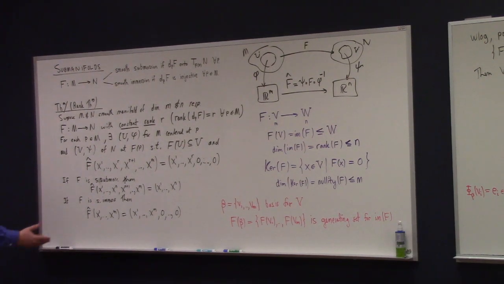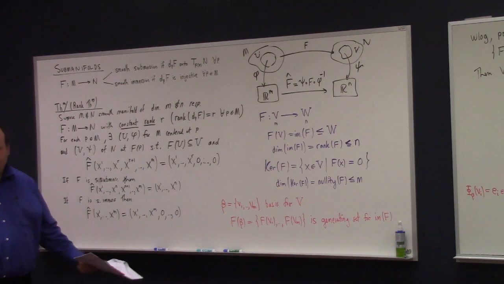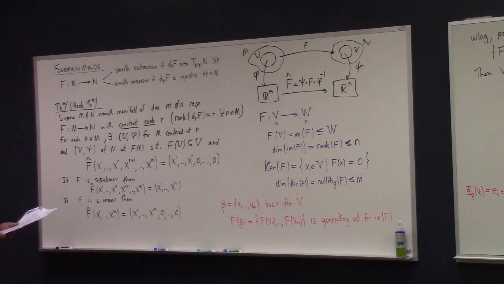What's the matrix for this? Like I just told you, it's the identity matrix padded with zeros. It's not just a linear map. It's one of the easiest ones you can think of.